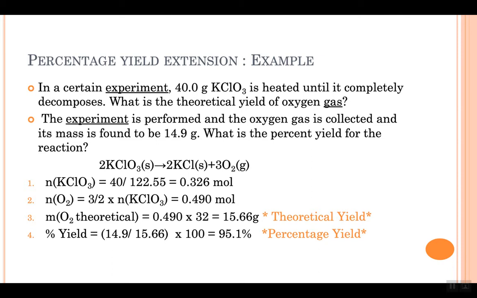Now we can find our percentage yield using the same formula as we did before. Actual over theoretical times 100, and this is a nice high yield for us. 95.1% is our percentage yield in this reaction.